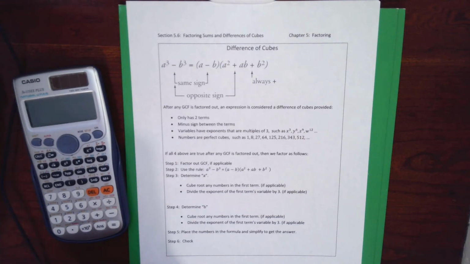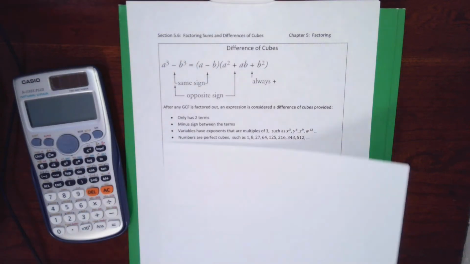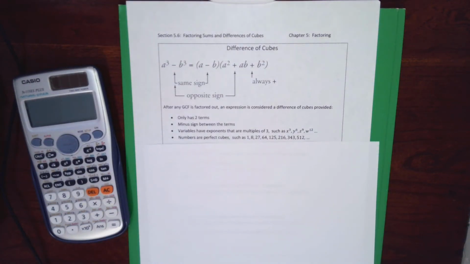In section 5.5, the squares with minuses factored, the squares with pluses were prime. In section 5.6, both cubes will factor. So let me try to illustrate the kinds of problems that we're going to be asked to factor, the criteria it will take to be one of the two categories.